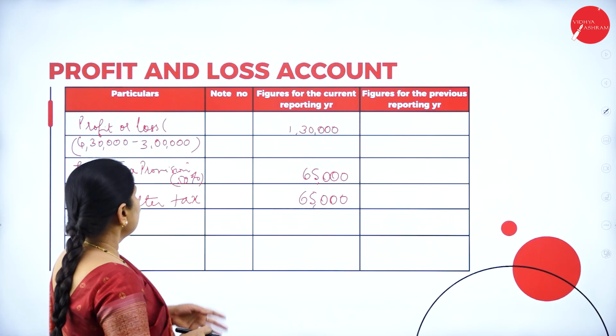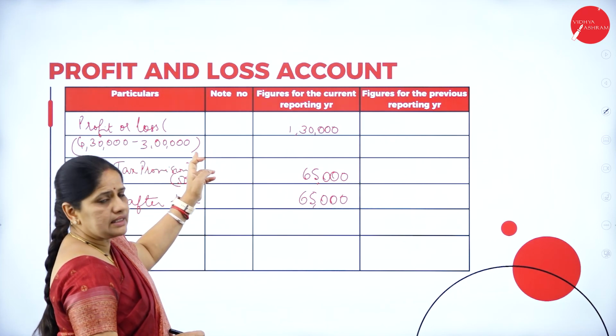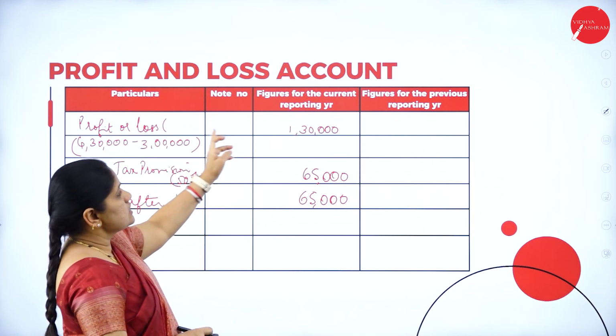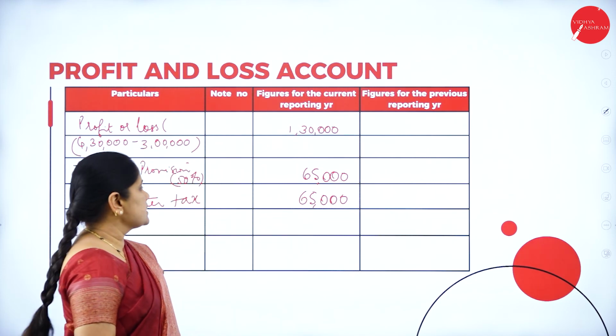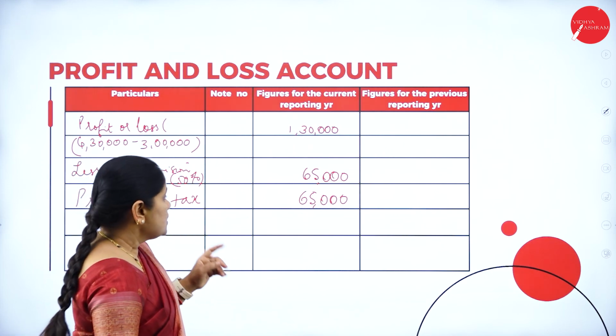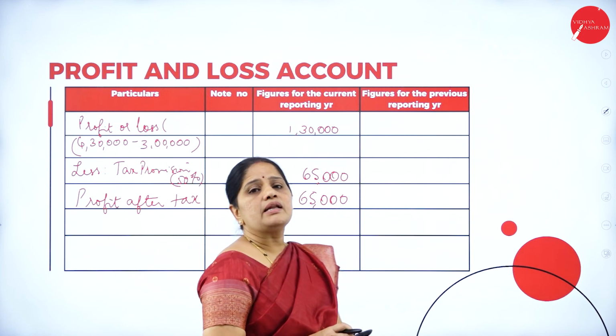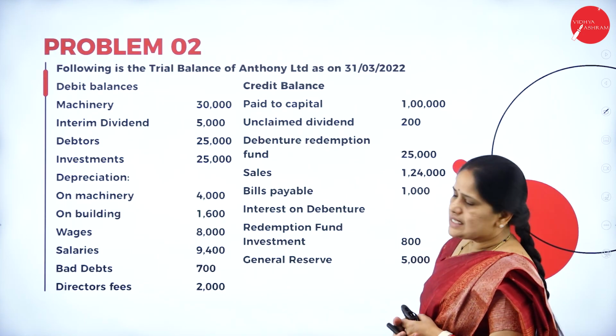Next step will be you have to deduct from the other income, you have to deduct the expenses. So we get 1,30,000 less tax provision 65,000. So profit after tax is 65,000. So this is the profit which is available for the shareholders. So we'll go to the next problem.